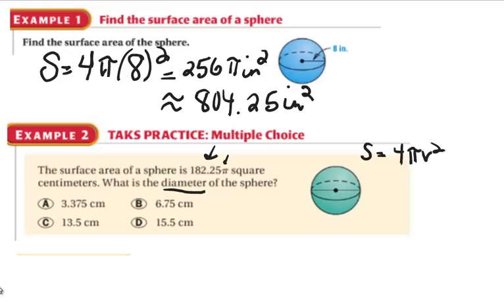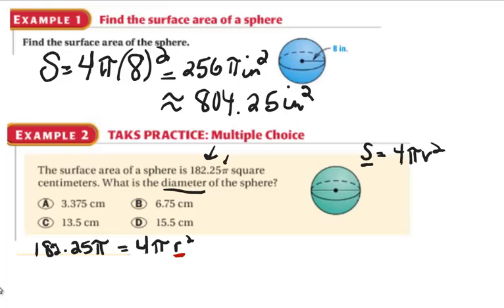So we're going to plug in what we know, and I'm going to start over here on this side. 182.25 pi. Don't forget that pi. 182.25 pi is the surface area. So that's what goes in here for S. Equals 4 pi and then r squared. Now, we don't know the radius. It doesn't tell me that. So that's what I'm trying to solve for. I'm trying to solve for r.